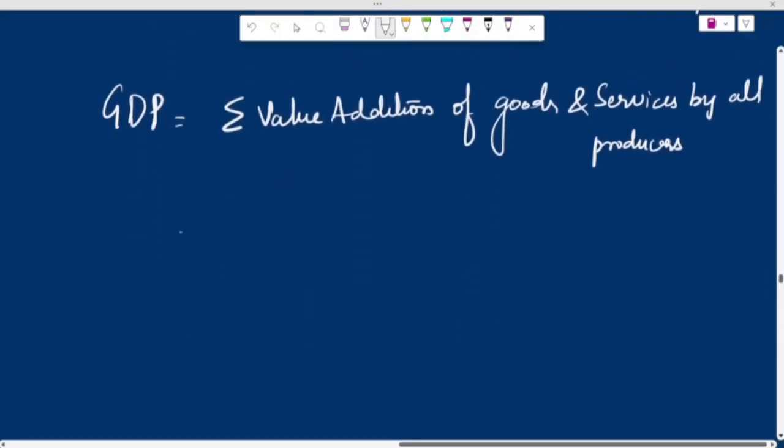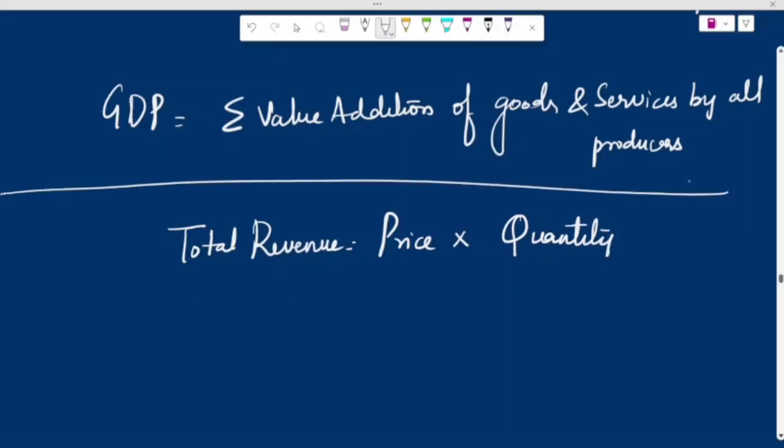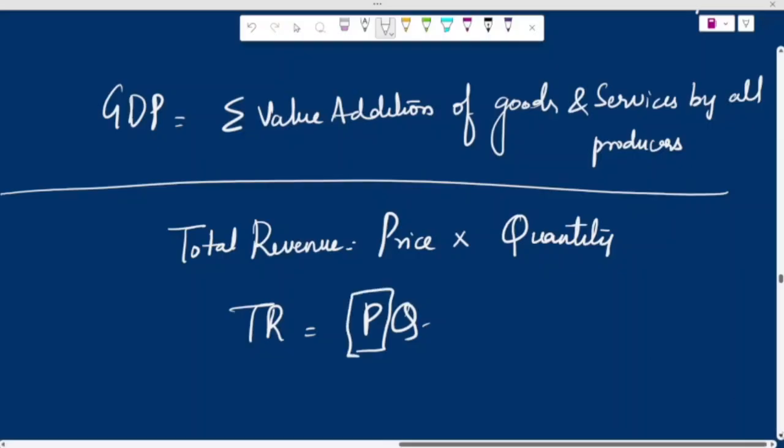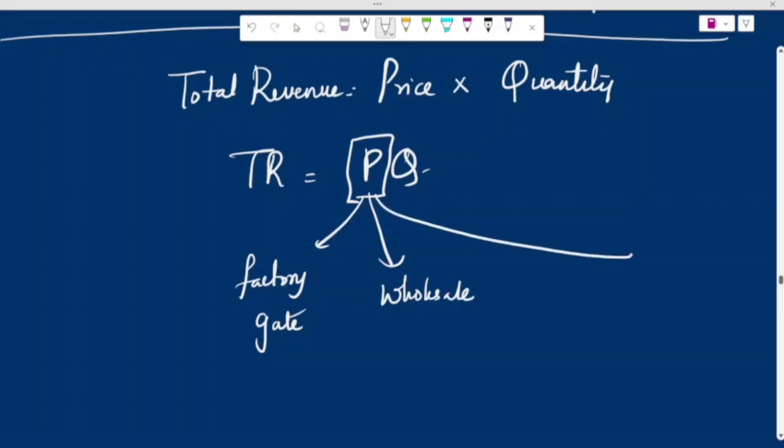In the previous video I told you that total revenue equals price into quantity. So this is a new concept: total revenue, TR, equals PQ. Quantity is fine, we'll know how many cars. But what price? Is it the price which we get at the factory gate? Is it the price which we get at the wholesale market? Is it the price after getting taxed, the price plus tax? So we need to find out.